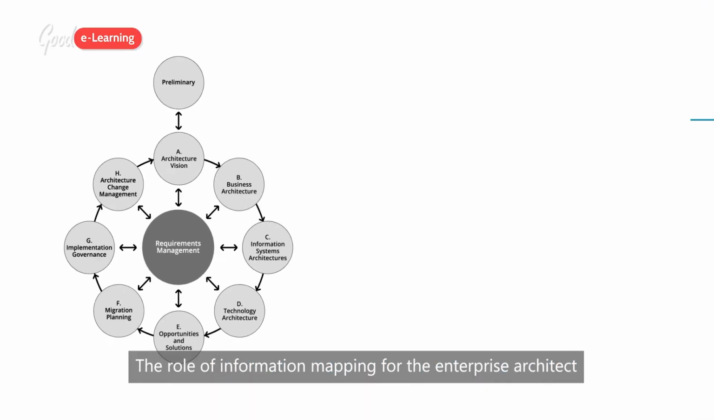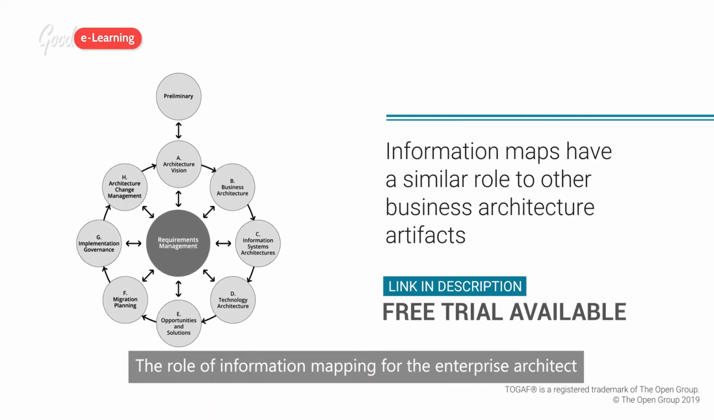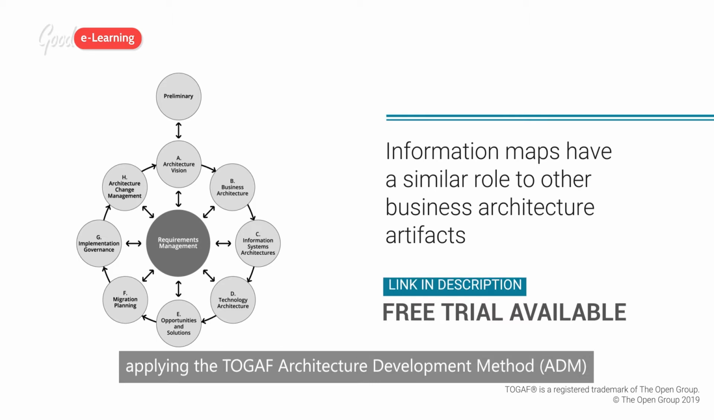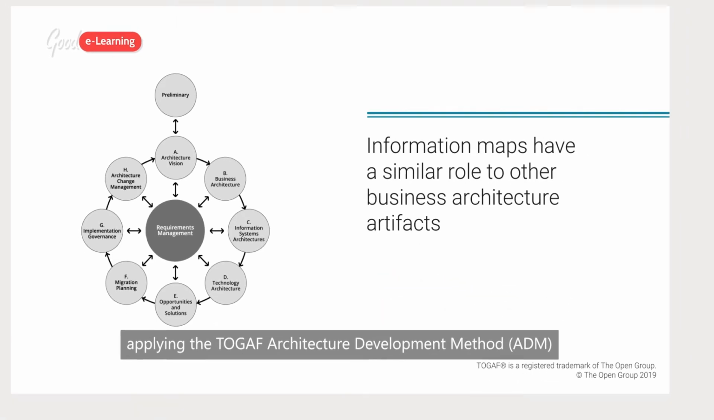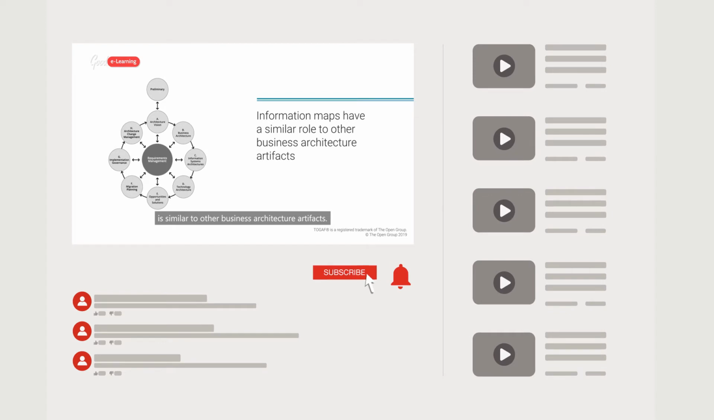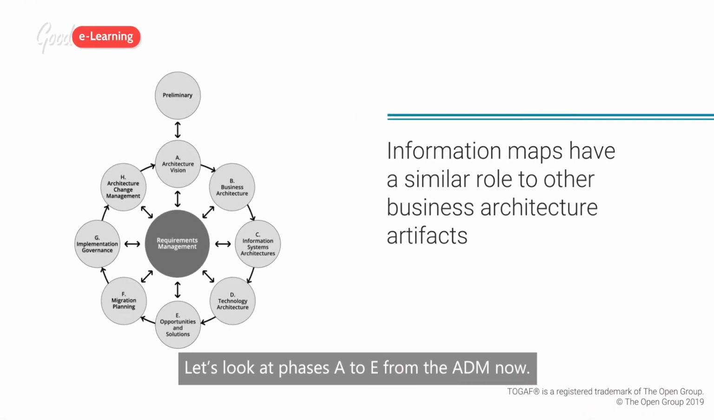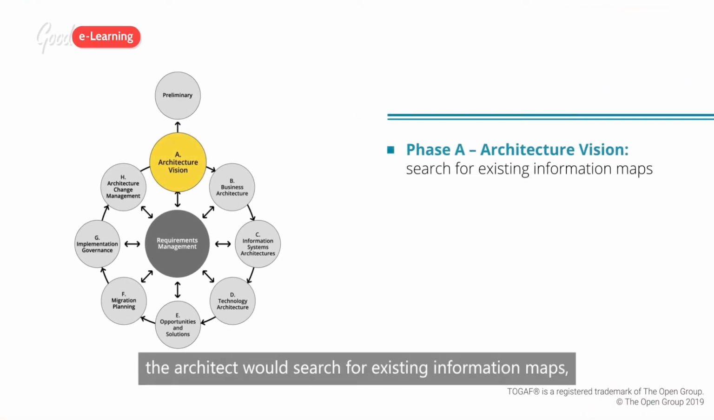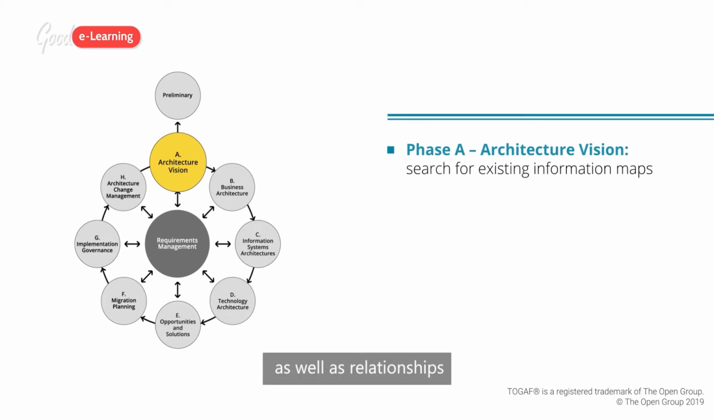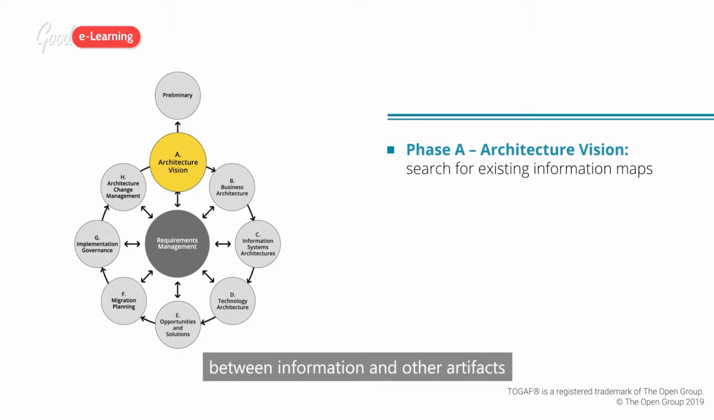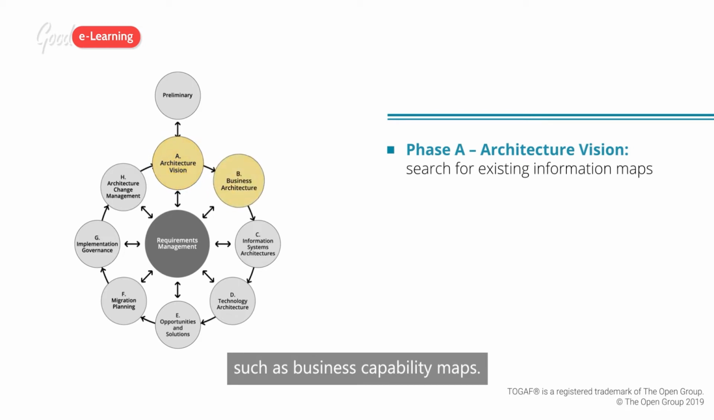The role of information mapping for the enterprise architect applying the TOGAF Architecture Development Method, ADM, is similar to other business architecture artifacts. Let's look at phases A to E from the ADM now. In phase A, the architect would search for existing information maps, as well as relationships between information and other artifacts, such as business capability maps.